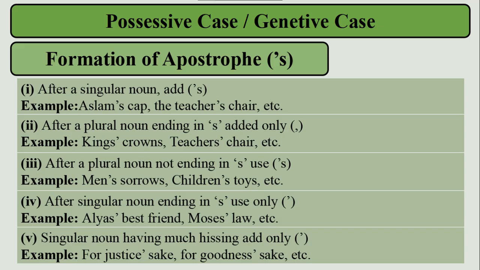What about singular nouns that end in s, like James or Ulysses? Good question. That often depends on style guides, but a common rule, especially if it creates a hissing sound, is to just add the apostrophe. Alias' best friend, Moses' law. It avoids saying "alias-es." Okay, that makes phonetic sense.